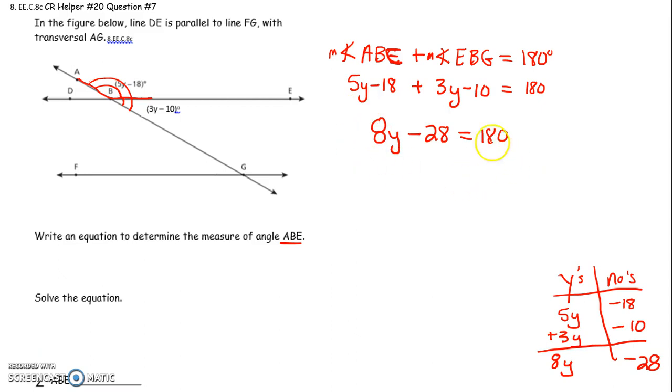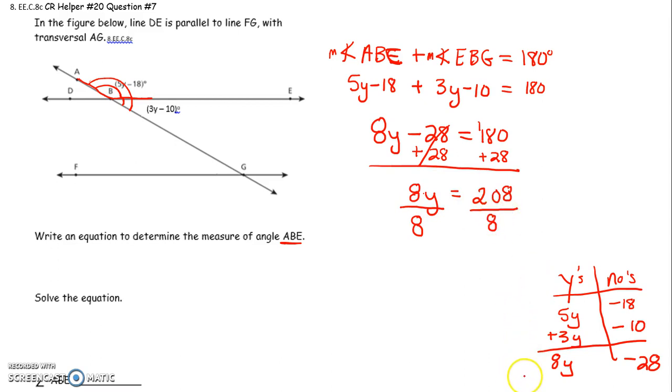Now I'm just going to solve this two-step equation. I'm going to add 28 to both sides. On the left-hand side, I'm left with 8y. On the right-hand side of the equal sign, 0 plus 8 is 8. 8 and 2 is 10. Put down a 0, carry a 1. 1 and 1 is 2. So that's 208. The operation between the 8 and the y is multiplication. I'll undo multiplication with division. I'll divide the left-hand side of my equal sign by 8 to get y alone. Therefore, I have to divide the right-hand side by 8.